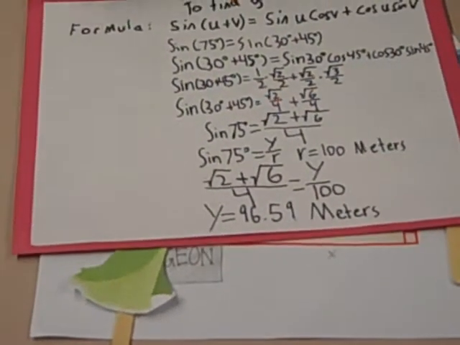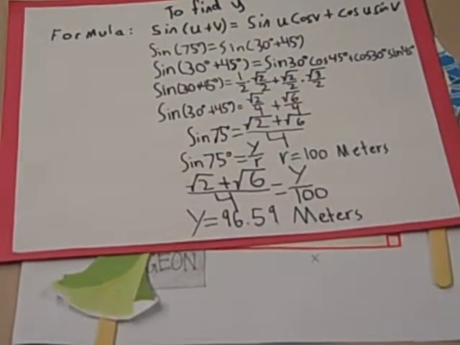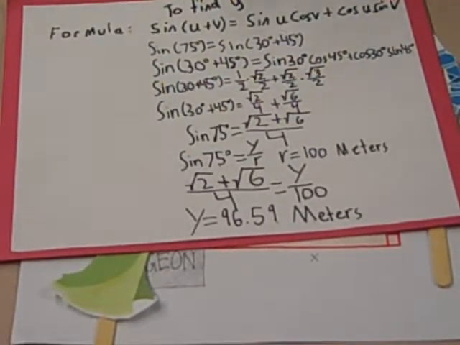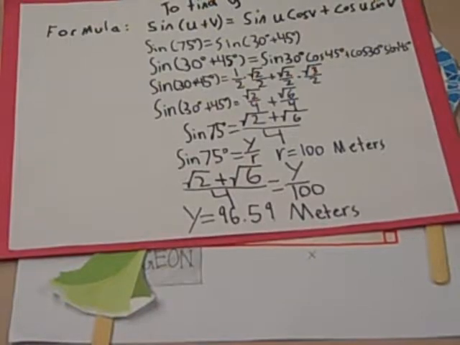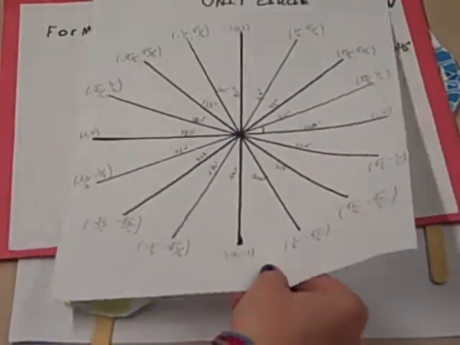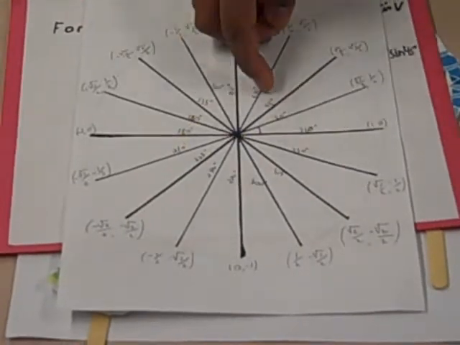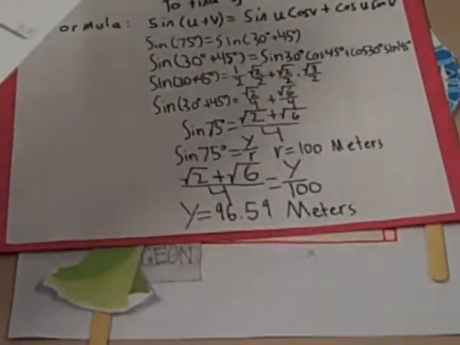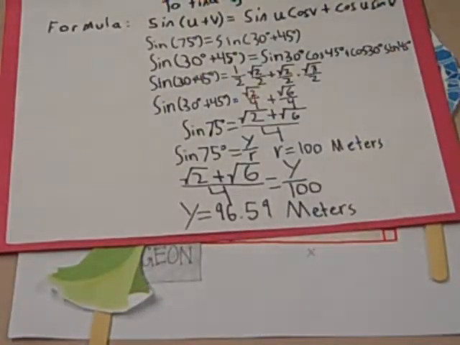so he had to use the sine sum and difference formula. So he needed sine of 30 degrees and sine of 45 degrees to get sine of 75 degrees. So he used a unit circle and found the values of sine of 30 and 45, and he used those in the formula to get sine of 75 degrees is equal to square root of 2 plus square root of 6 over 4. Then he knew that sine is equal to y over r, so he needed r.